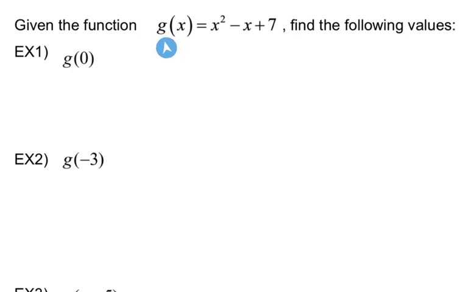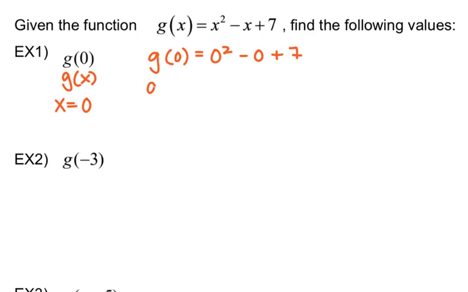And so here we have g of x. g is a function of the independent variable x, and my output is found by plugging my input x into these variables. So for example 1, we are asked to find g(0). That means g of x, this means we're letting x equal 0. So g(0) is 0² - 0 + 7.